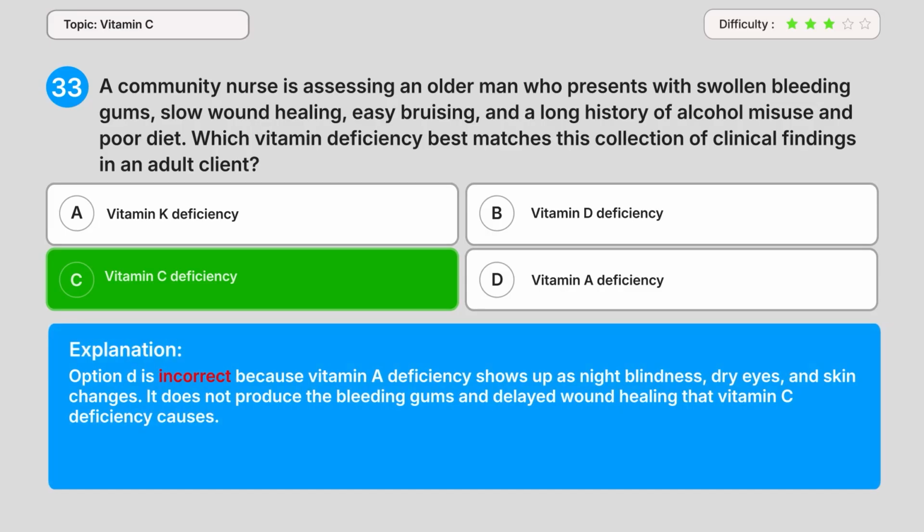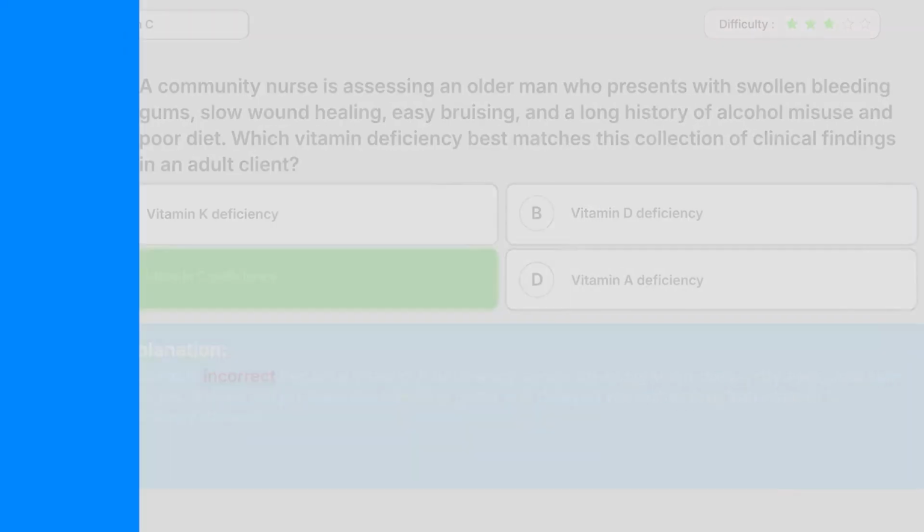Option D is incorrect because vitamin A deficiency shows up as night blindness, dry eyes, and skin changes. It does not produce the bleeding gums and delayed wound healing that vitamin C deficiency causes. Here's how classic scurvy shows up at the clinic.